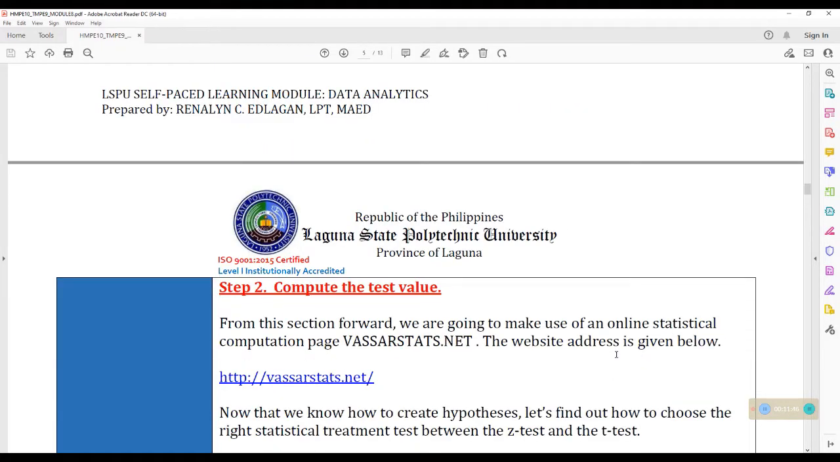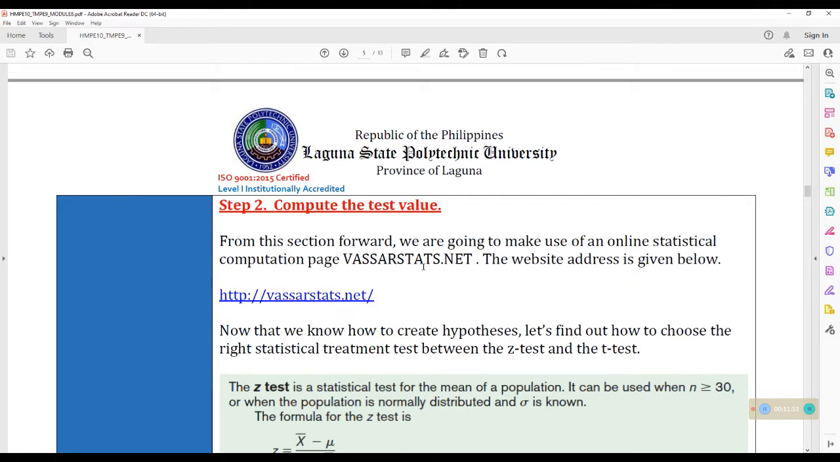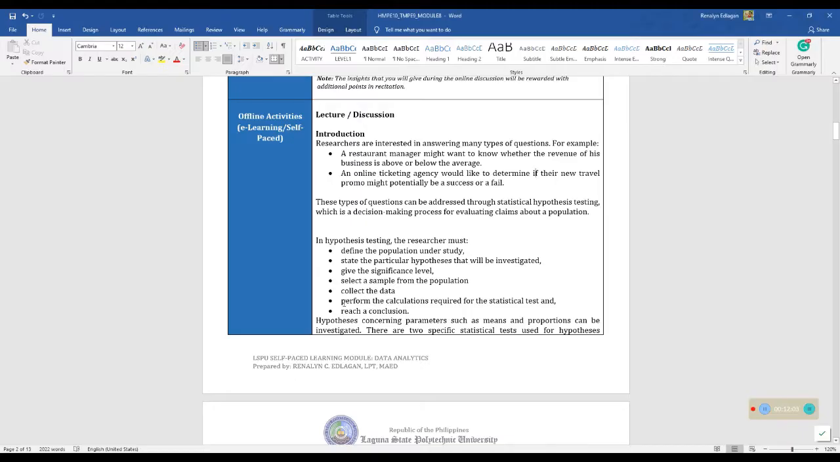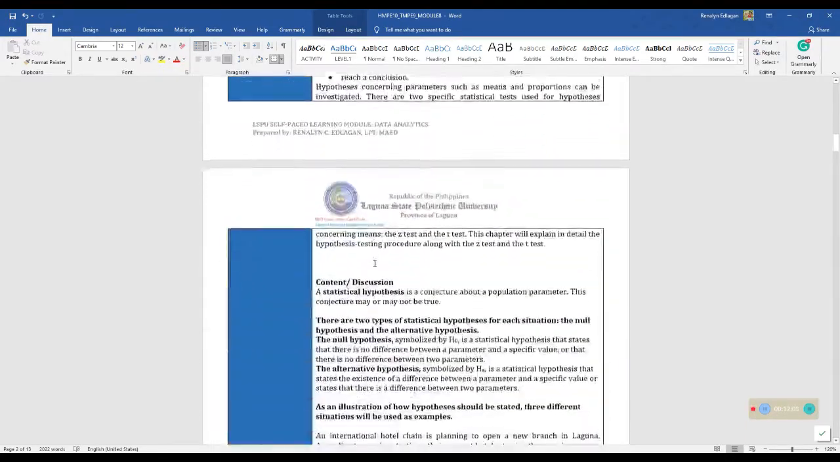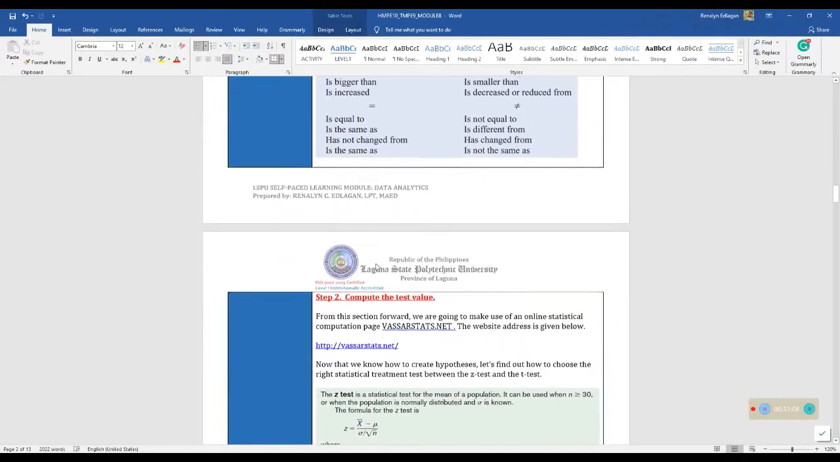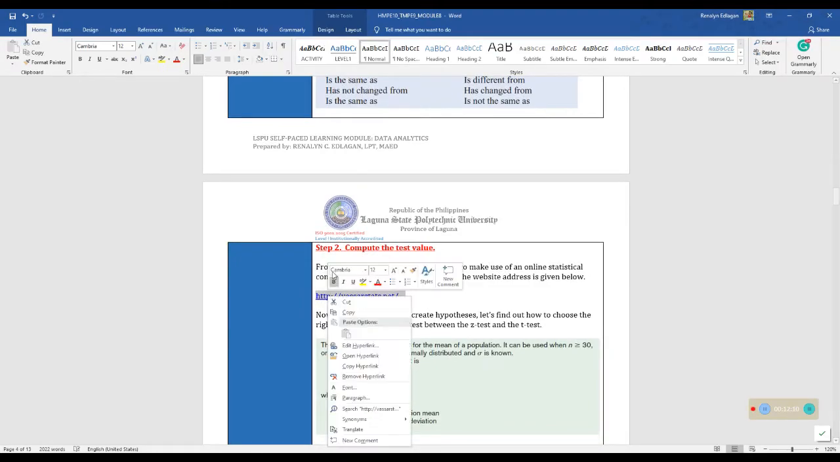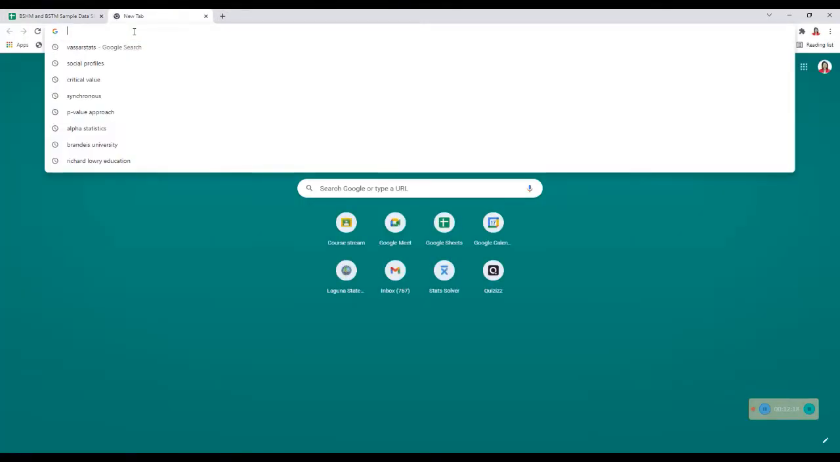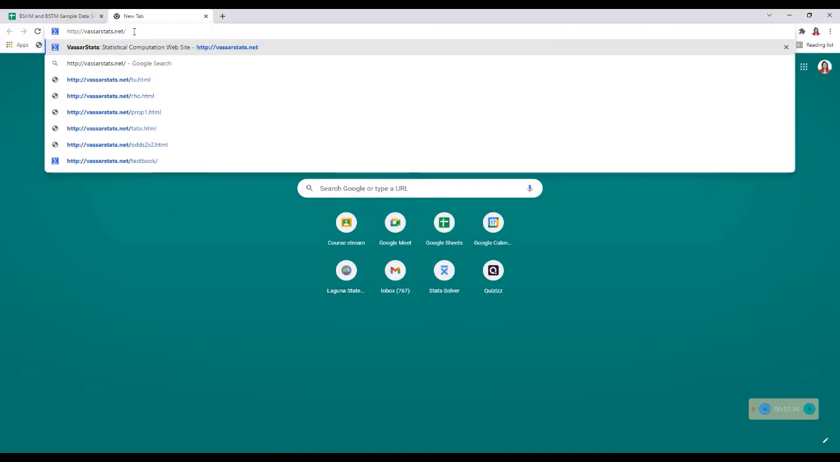O, doon na tayo sa step 2. Compute na tayo ng test values. Meron tayong panibagong gagamitin na pang-compute. Hindi ko siya makopy. Dito ko siya sa kabila i-copy. You can also, control-click na lang siya, pero iba kasi yung browser na ginagamit ko for may discussion sa inyo, kaya kailangan ko siya i-copy ng ganyan.